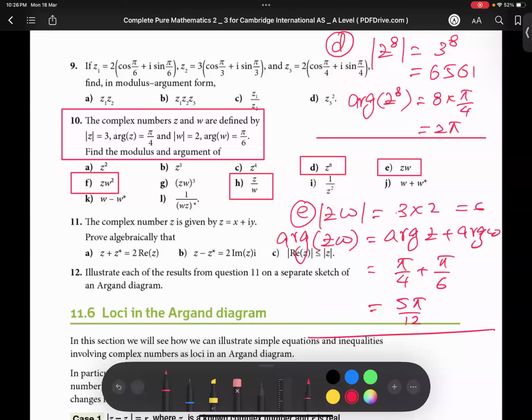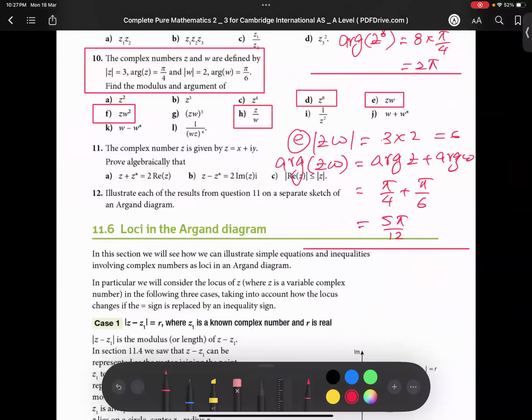Clear? So I believe these two parts are clear. D part and E part is clear. And now I'm going to show you F part. F part is what here? He said this one: modulus of Z and W square modulus. So common sense, Z modulus is 3, I will take 3. And W square means I will take the square of W, the square of 2. That's it. So 4 times 3 is 12.